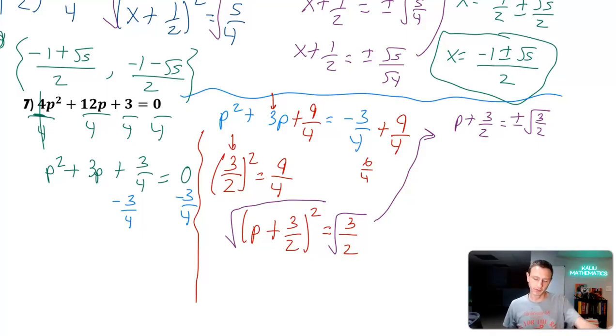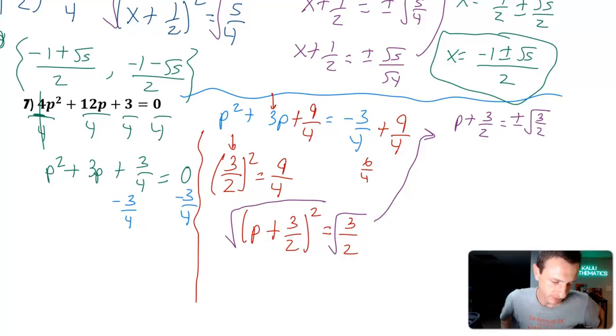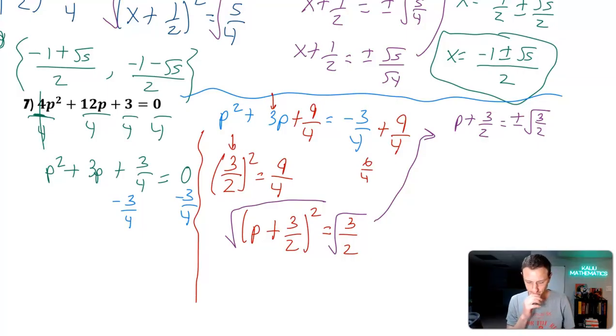Do we want to rationalize that? Let me think about this for a second. Yeah, I think we should probably rationalize this. So let's write this as p plus 3 over 2 plus and minus the square root of 3 over the square root of 2. And the reason I'm going to rationalize it, because if I'm going to subtract 3/2, I'm going to have this denominator, so I want to simplify that a little bit.